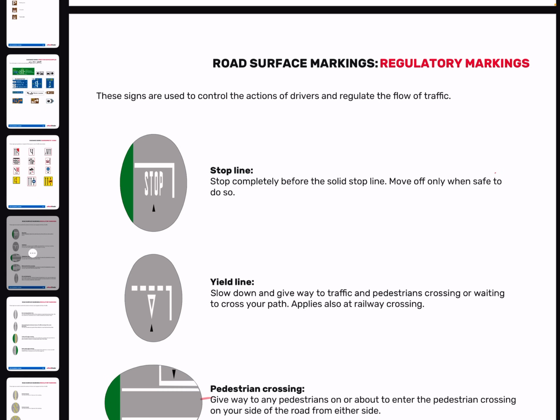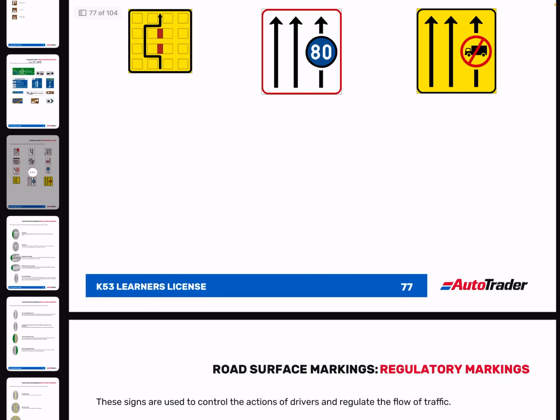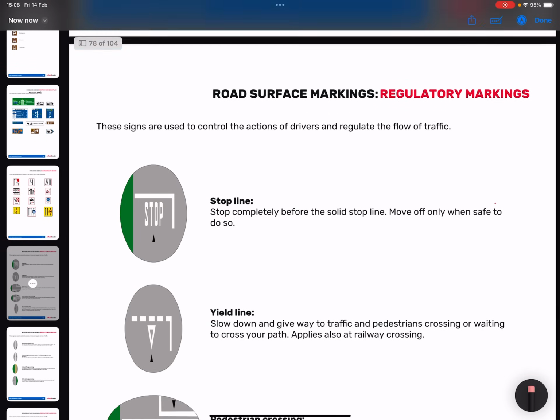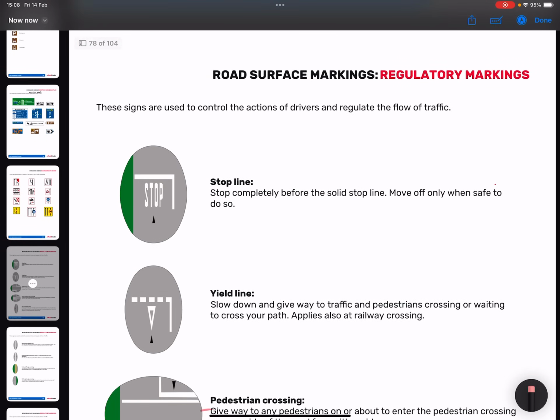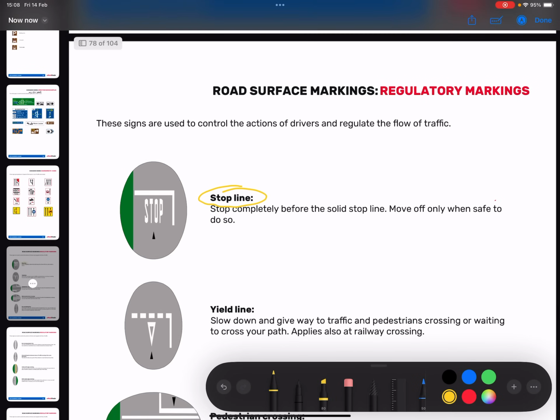So today we are going to do the road surface markings. As much as you have the road signs, you also have the road surface markings, right? So the first thing that we are going to look at is the stop line.